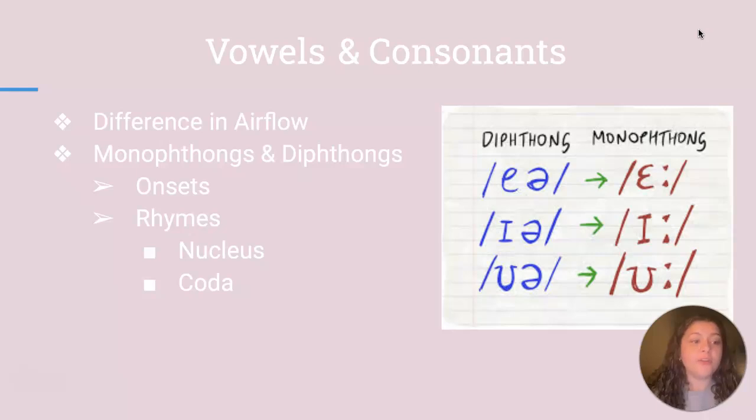Vowels and consonants are distinguished by the quality of the airflow while pronouncing them. Consonants have a constriction or an obstruction that impedes airflow, while vowels allow air to flow more freely. Vowels can be sorted into diphthongs and monophthongs. Monophthongs are simple vowels that consist of only one sound, while diphthongs combine more than one sound into one vowel.